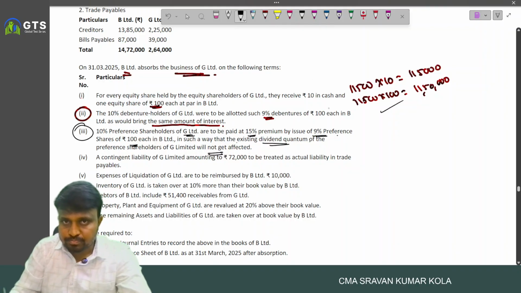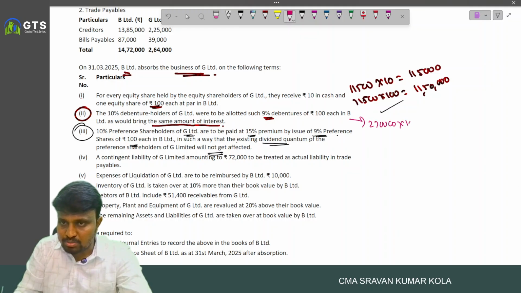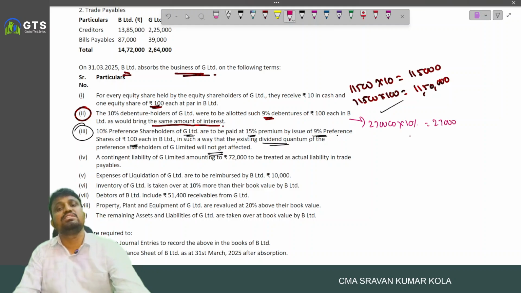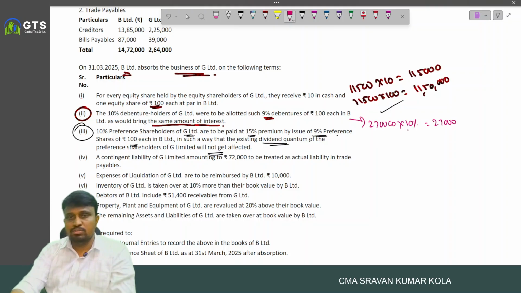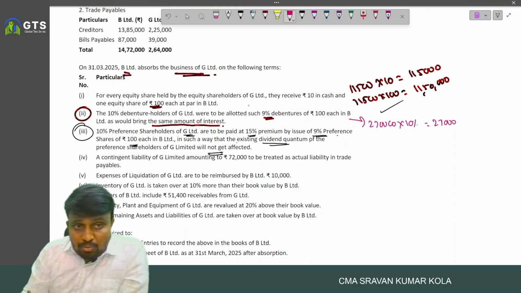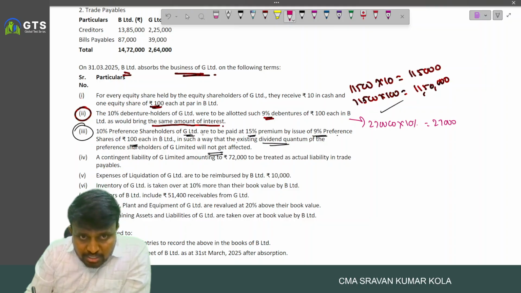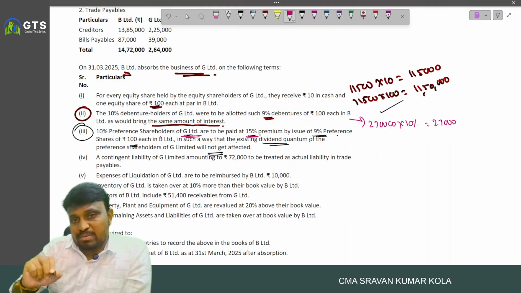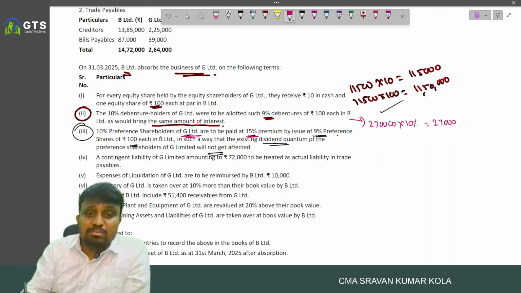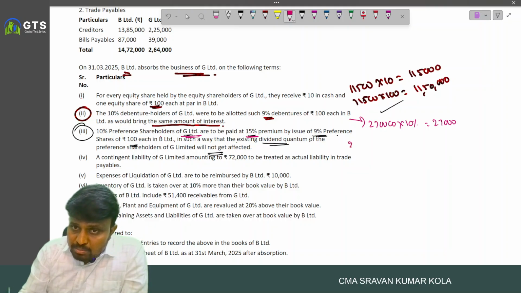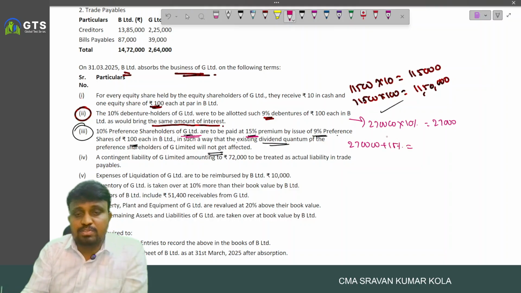So here, 2,70,000 into 10%. How much? 27,000. And what it says, the preference shareholders of G Limited are to be paid at 15% premium. So that is nothing but 2,70,000 plus 15%.